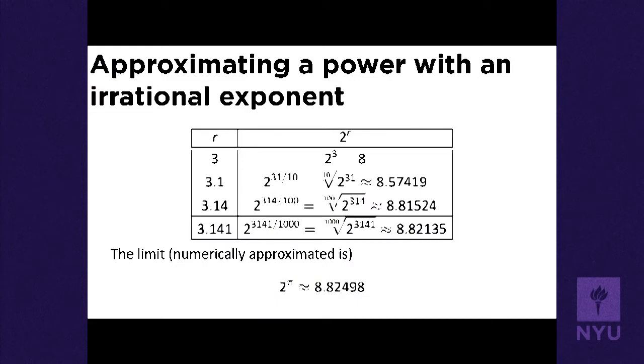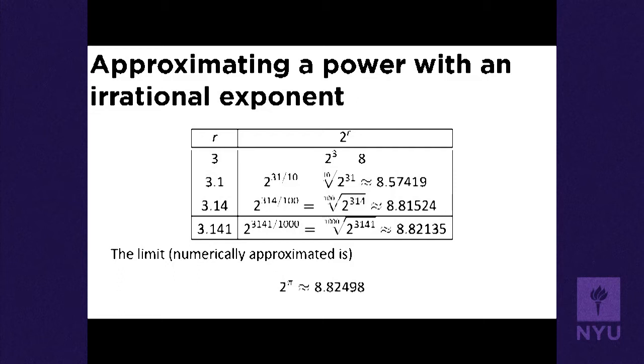For instance, if we want to estimate 2 to the pi, well, let's think about estimates of pi. To 1 digit, pi is 3. To 2 digits, pi is 3.1, 3.14, 3.141. These are all rational numbers. They can be written as fractions where the denominator is a power of 10. So you take the 314th power of 2 and then the 100th root of 2, and you would get something like 8.81524.